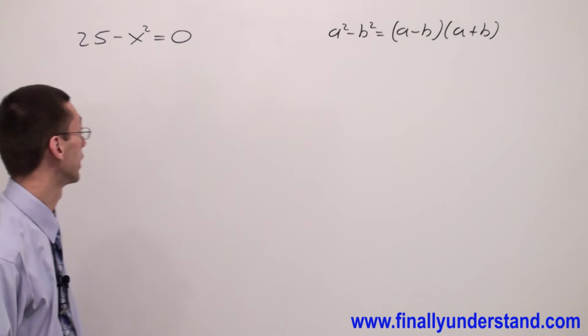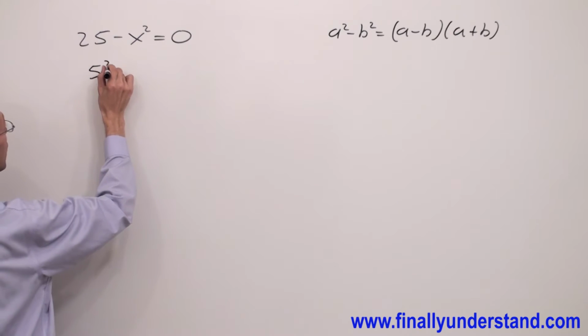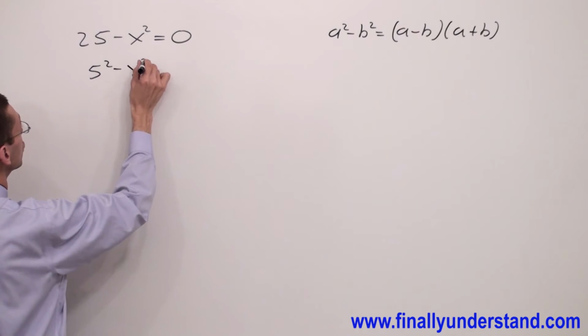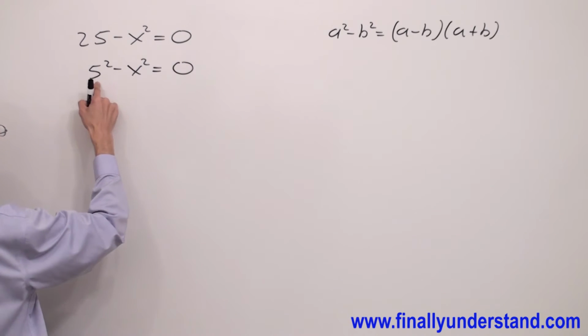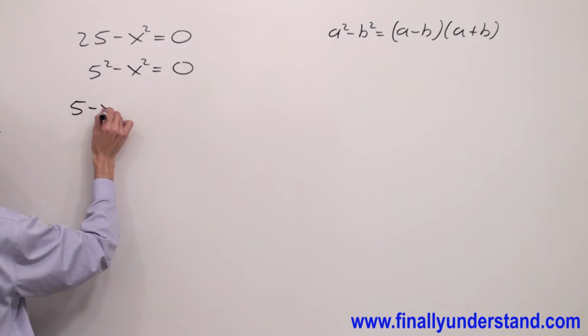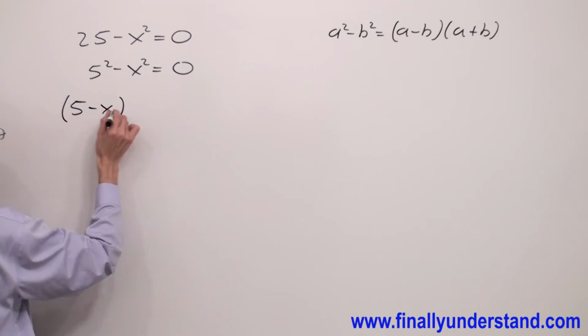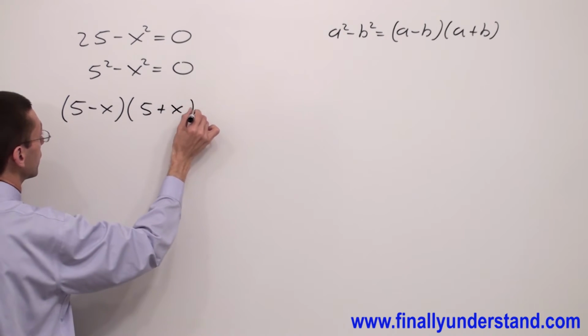Let's take a look at this example. Again, this is nothing else, just the difference of two perfect squares. You can rewrite this equation as 5 squared minus x squared is equal to 0. And you can rewrite the left side as 5 minus x, and I have 5 plus x.